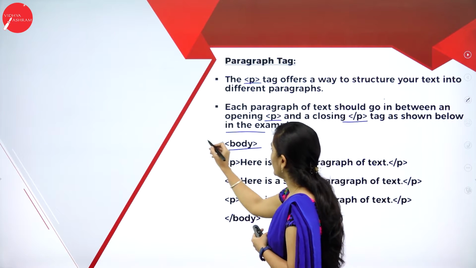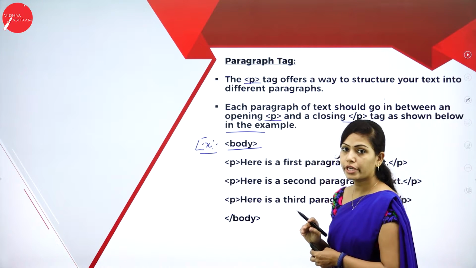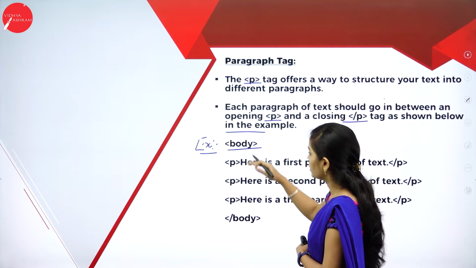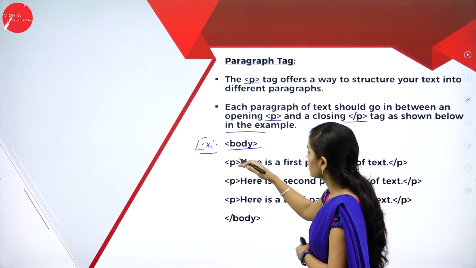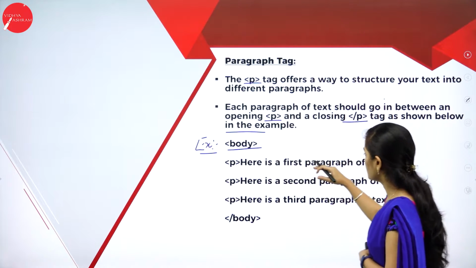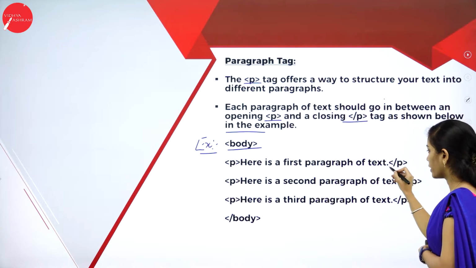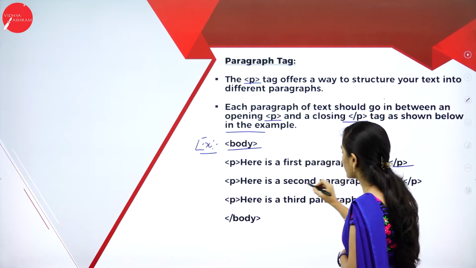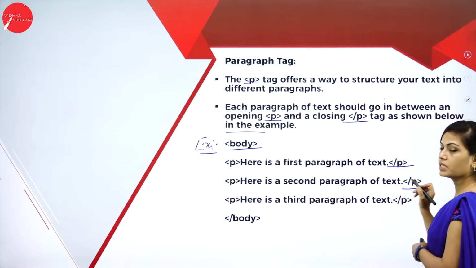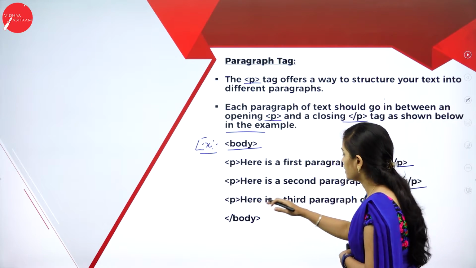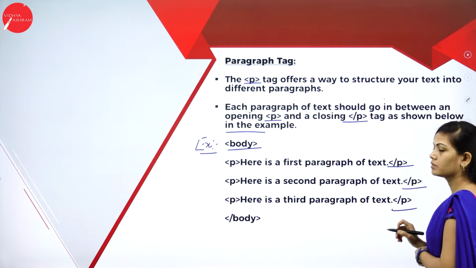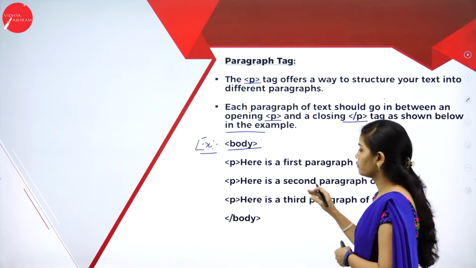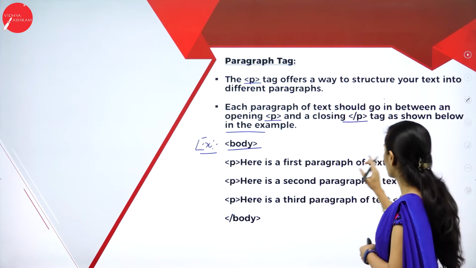So this is your example. How to give a paragraph in your HTML code. Inside the body tag, I will give a paragraph. Here is the first paragraph of text, and you can close the first paragraph. And the second line is, here is the second paragraph, and you can close this second paragraph. And here is the third paragraph of text. So you can close the paragraph. So opening P and closing P.